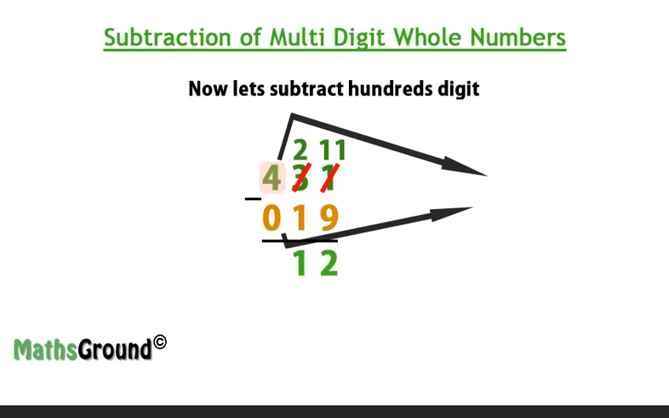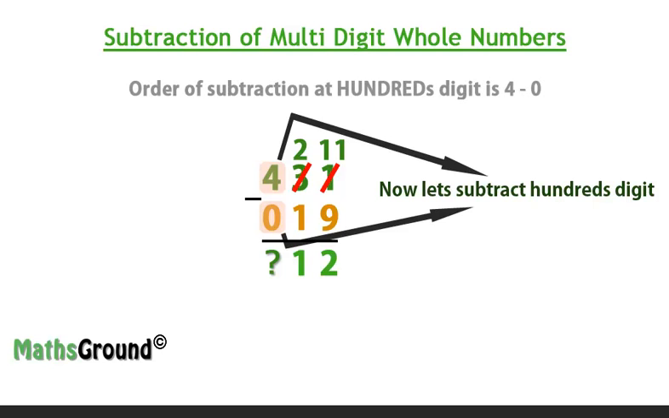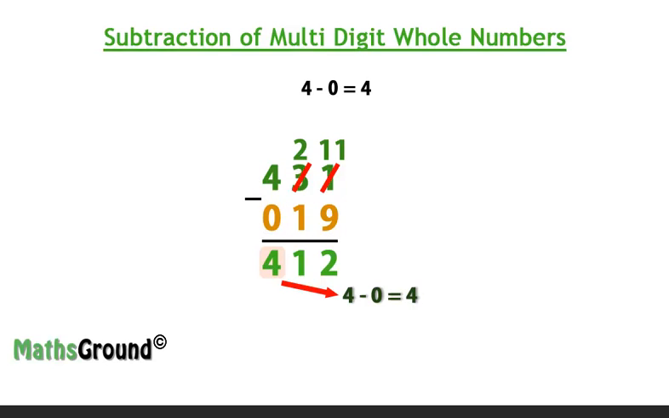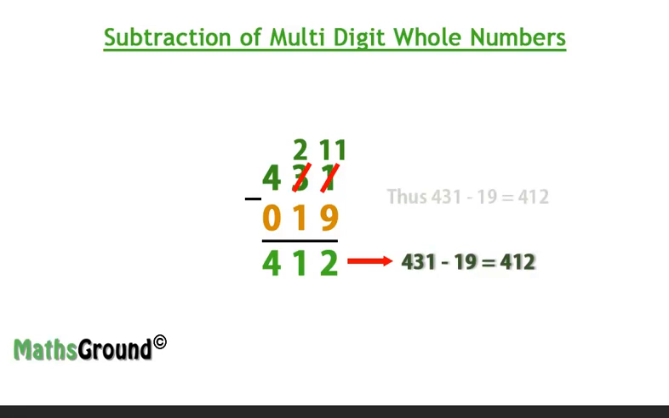Now let's subtract 100's digit. Order of subtraction at 100's digit is 4 minus 0, as there is no digit at 100's place of the number 19. Let's consider 0 at 100's place of number 19. 4 minus 0 equals to 4. Thus 431 minus 19 equals to 412.